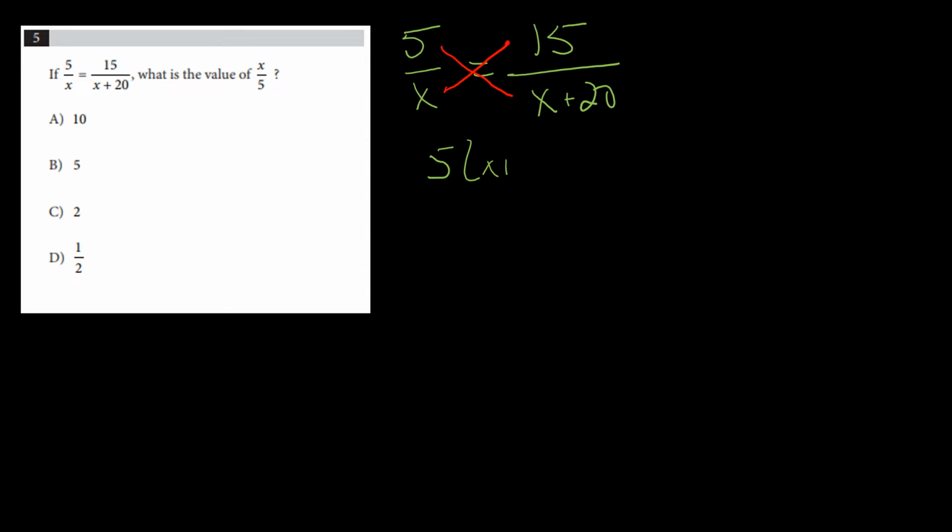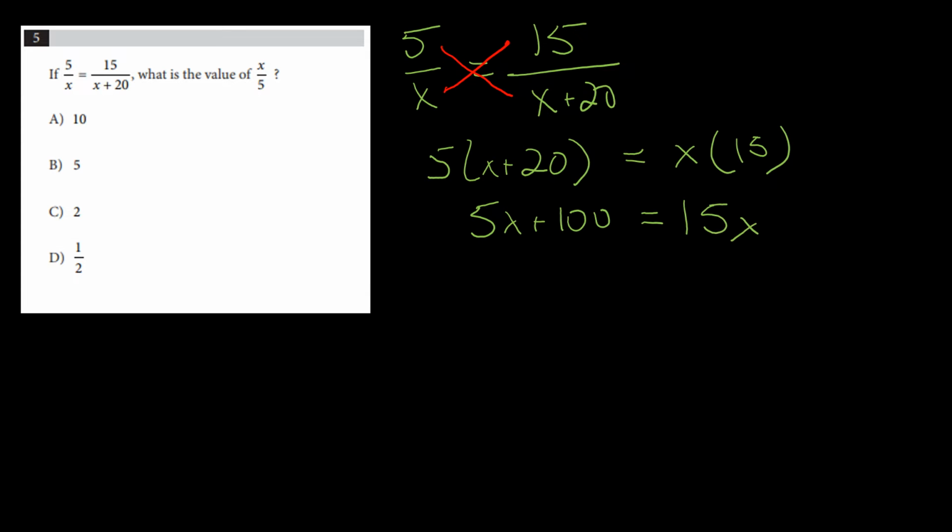Okay, if 5 over x equals 15 over x plus 20, what is the value of x over 5? The first thing that I see here that I want to do is a good old trick called cross multiplying, where we're just going to multiply these two together and multiply these two together. Draw our little x there. So we're going to have 5 times x plus 20 equals x times 15. 5x plus 100 equals 15x over here.